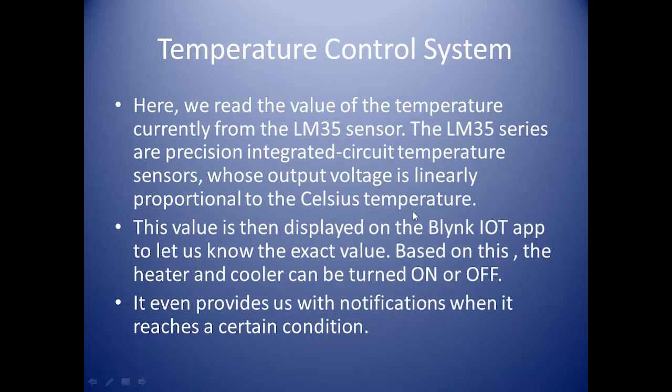Here also the sensor we use is the LM35 sensor. So the LM35 sensor produces an output voltage which is linearly proportional to the temperature. So that value is basically displayed on the Blynk IoT app, and then the heater and cooler can be turned off respectively.